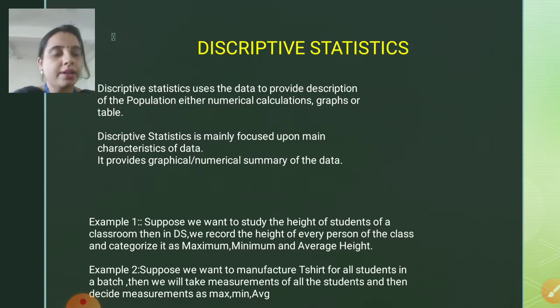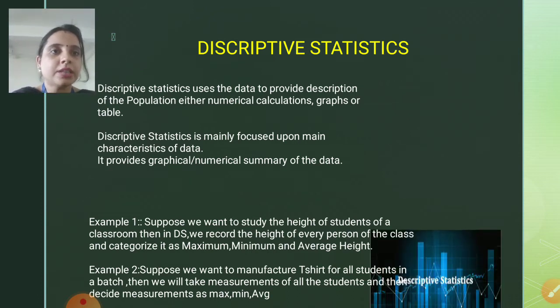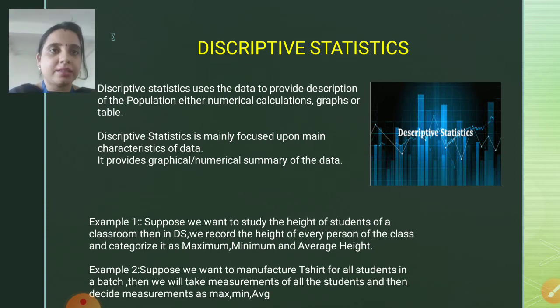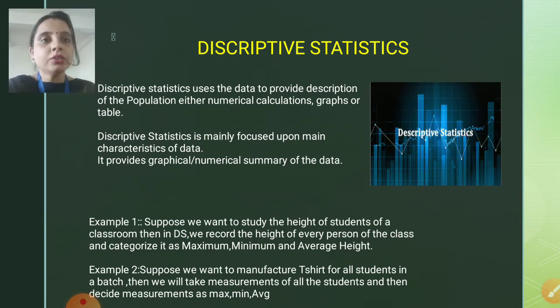So we already saw in our last lecture what exactly statistics is and what it means. So let's start with the first type of statistics, that is descriptive statistics. Descriptive statistics uses the data to provide a description of the population, either through numerical calculation, graphs or tables. So any data which we want to describe in the form of graphs or tabulation is considered as descriptive statistics.